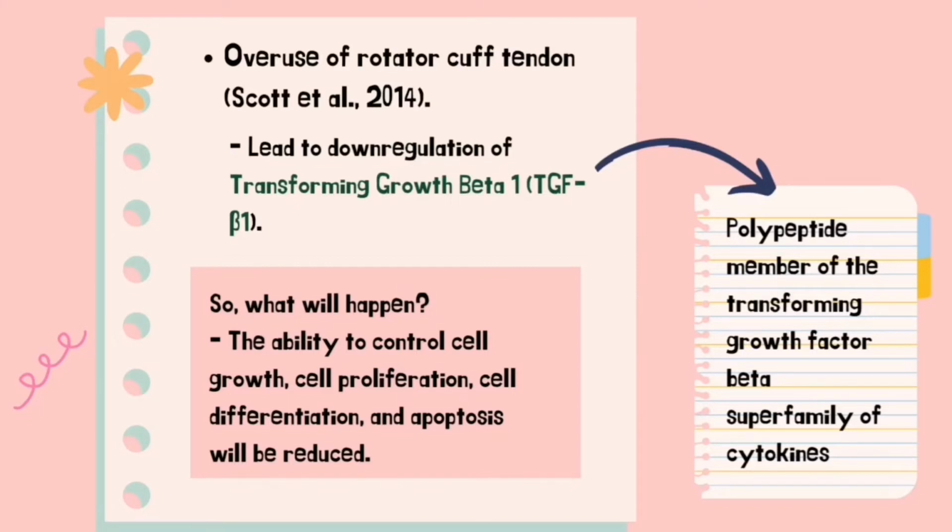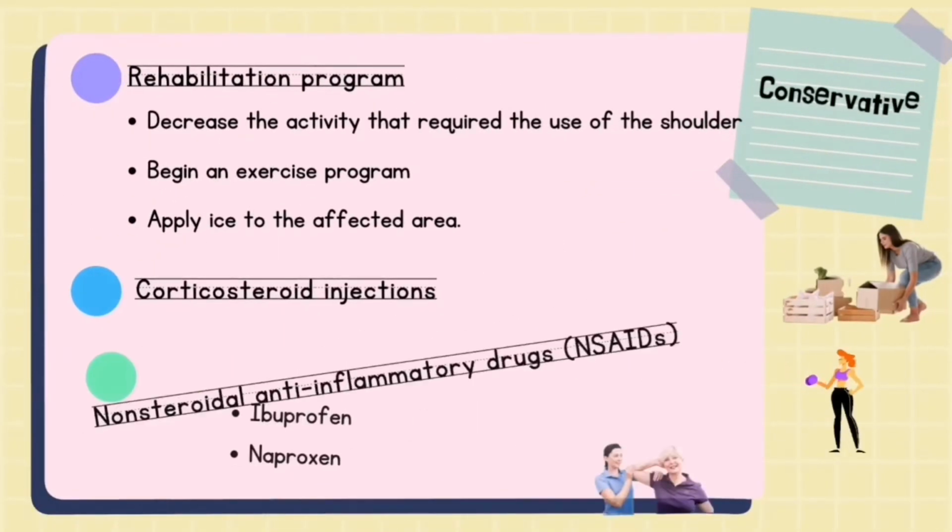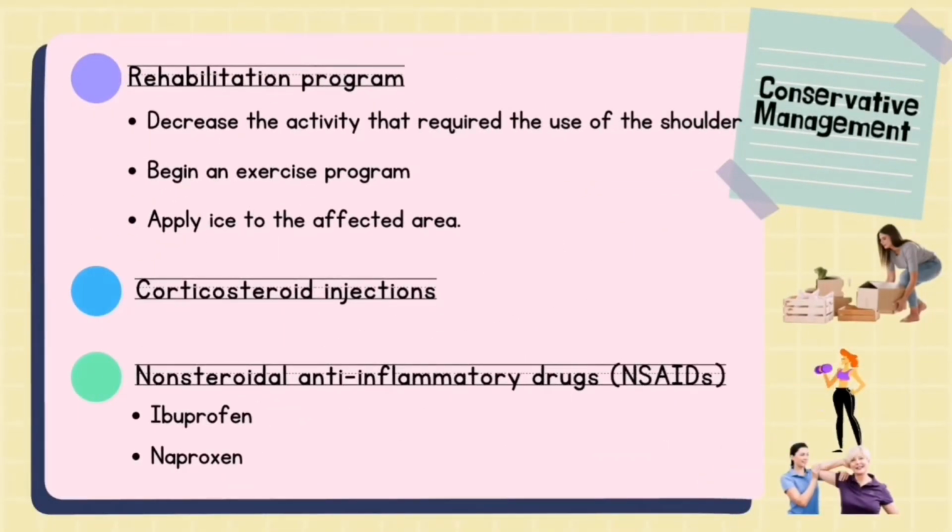TGF-beta-1 is a polypeptide member of the transforming growth factor beta superfamily of cytokines. It is a secreted protein that works on many cellular functions, including the control of cell growth, cell proliferation, cell differentiation, and apoptosis. So what will happen? The ability to control cell growth, cell proliferation, cell differentiation, and apoptosis will be reduced, so that the patient will have rotator cuff tendonitis.